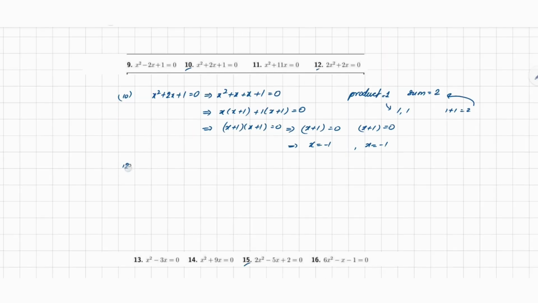Next, let's do question 12. We have 2x squared plus 2x equals 0. We can take 2x as a common factor, and we have 2x times x plus 1 equals 0. We can equate each of the factors to 0, and we get 2x equals 0 and x plus 1 equals 0. Over here, we can divide the whole equation by 2, and we get x equals 0. Over here, we can subtract 1 from both sides, and we get x equals minus 1.